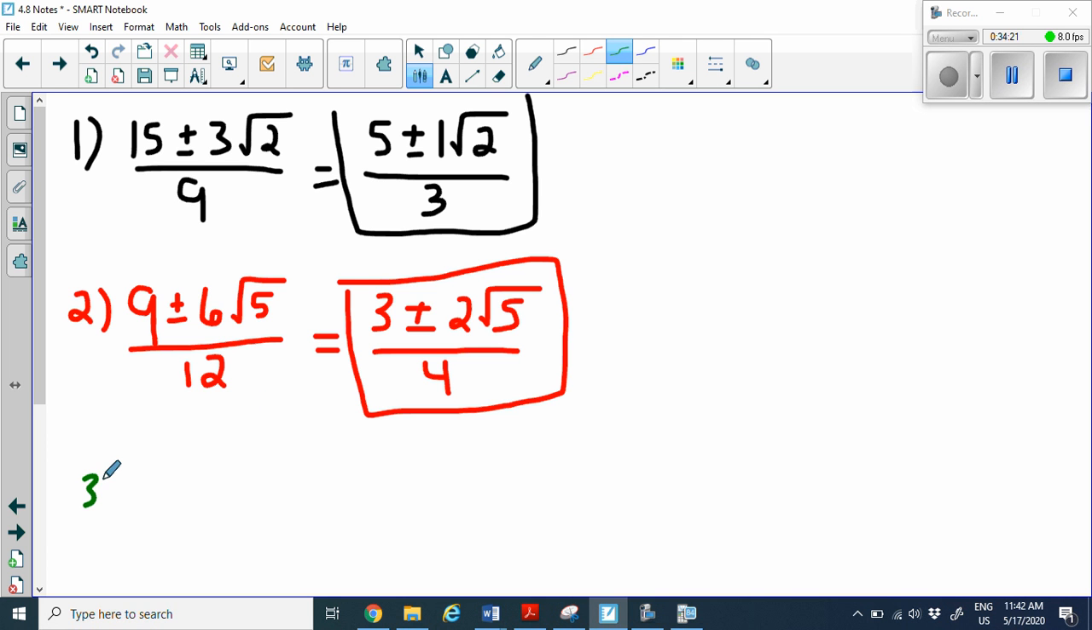Okay, let's try another one. And I probably will have you guys try this on your own. So let's say we have 4 plus or minus 6 square root of 3 all over 2. So what I want you guys to do is, let's say this was, and I'm picking these numbers randomly, a final answer, and we need to simplify. Go ahead and try to simplify this, the 4 plus or minus 6 square root of 3 over 2.